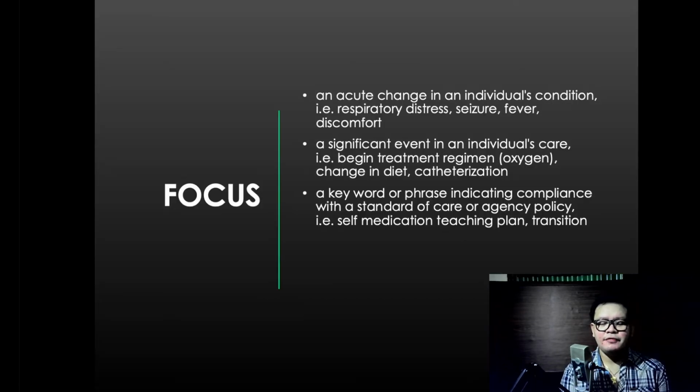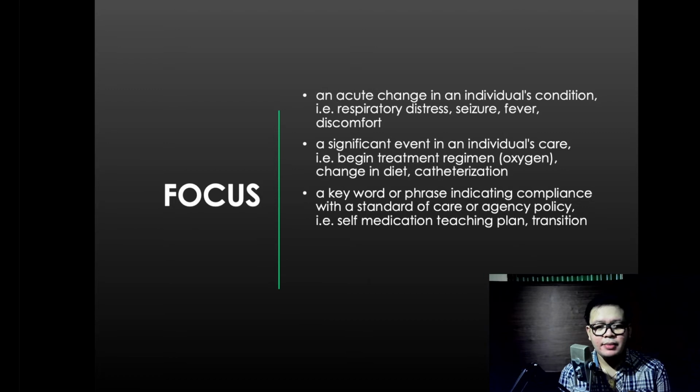Next, focus can also be an acute change in the individual's condition. Example, respiratory distress, seizure, fever, discomfort. So patients are admitted, so we can really identify a certain problem. If patients aren't admitted, that means they don't have a problem, but since they're in the hospital, I'm pretty sure that you could find at least a certain focus that you can have for your documentation on that particular shift. And a significant event in the individual's care.